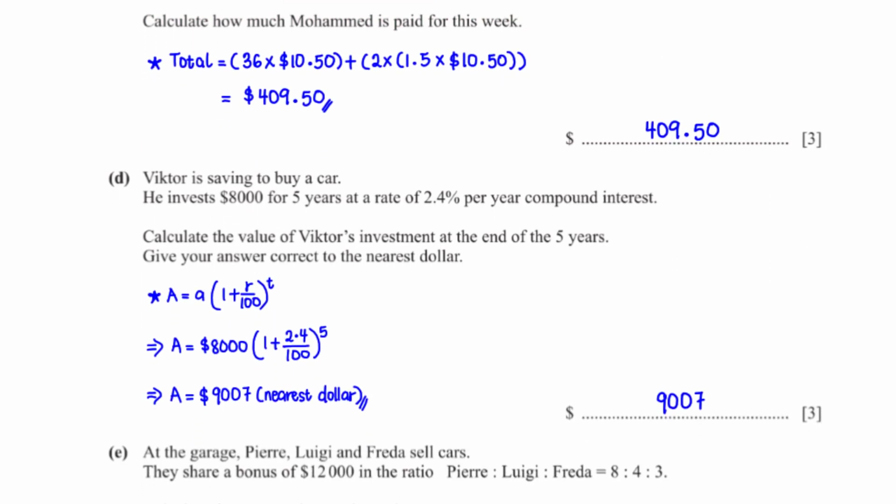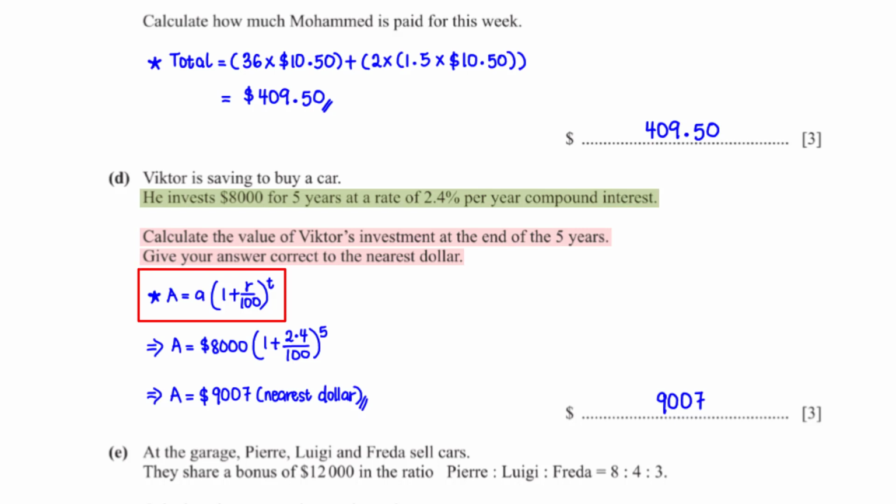Victor is saving to buy a car. He invests $8,000 for 5 years at a rate of 2.4% per year compound interest. Calculate the value of Victor's investments at the end of the 5 years. Give your answer correct to the nearest dollar.